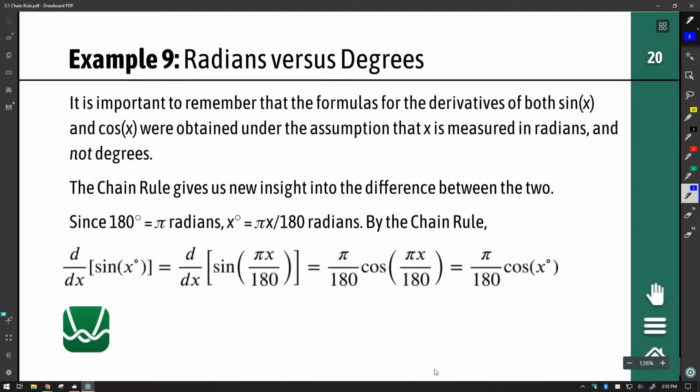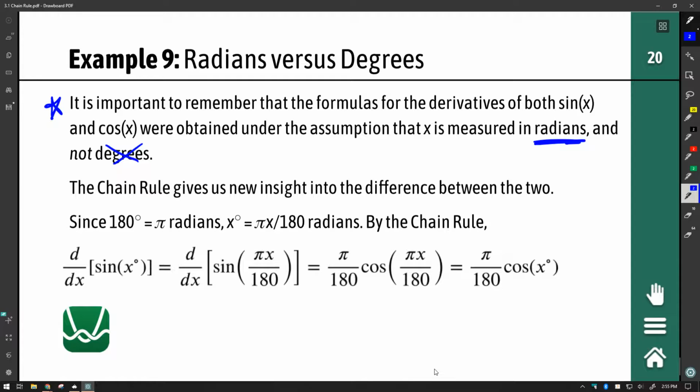And that takes us to our last example of this section, and it's really not a problem for us to solve. It's more of a reminder that we want to make sure we keep in mind derivatives of trigonometric functions are assuming that the input is always in radians and never in degrees. The derivative of sine of x is cosine of x only if x is in radians. The derivative of tangent of x is secant squared of x only if x is in radians.